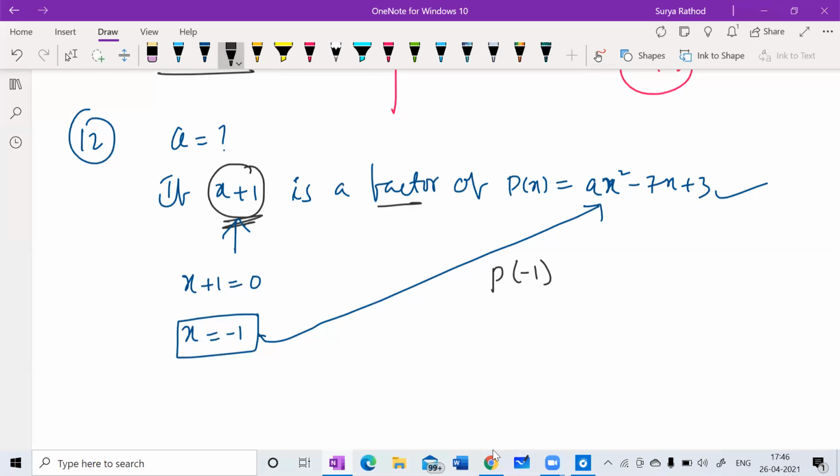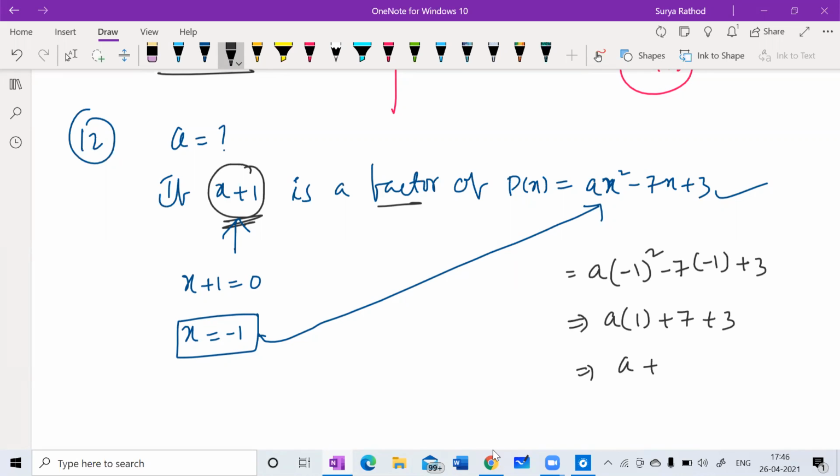P of -1 is equal to a into x square. What is my x square? This one, minus 7 into -1 plus 3. What am I going to get here? Tell me. 0, since a into 1 factor. So a plus 7 plus 3, a plus 10. See here, whenever we are substituting x is equal to -1 in the given polynomial, we have to equate it to 0.